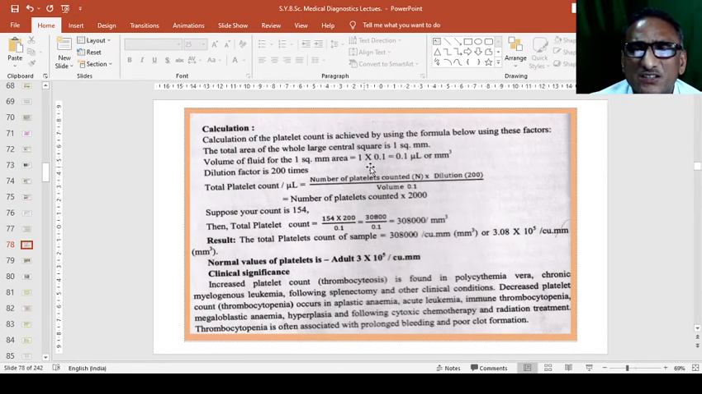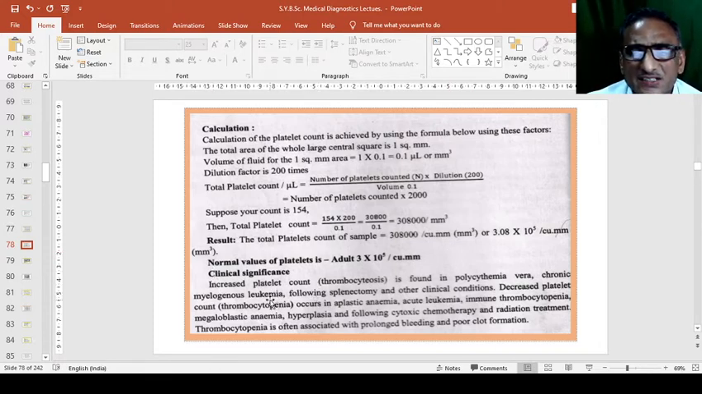Then make the calculation of the total cells using this formula: total platelet count equals the number of platelets counted multiplied by dilution, divided by volume. So you will get the final result. So the result: total platelet count of the sample is 3,38,000 per cubic mm, or we can say cubic millimeter.